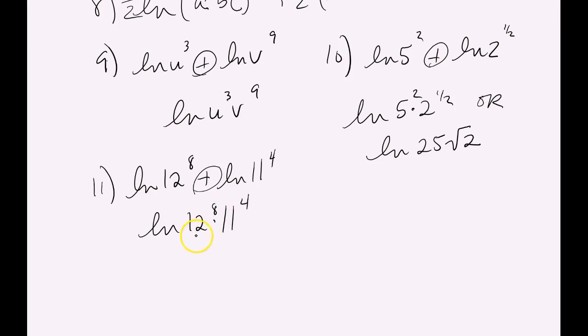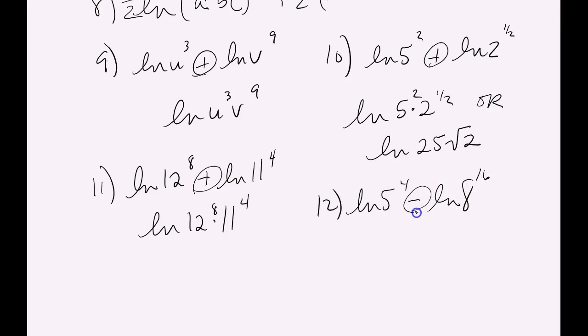Look at that. That's ridiculous. Okay, nobody wants to multiply that out. So unless you have a calculator, just leave it like that and don't worry about it. Okay, number 12. The natural log of 5 to the 4th minus the natural log of 8 to the 16th.